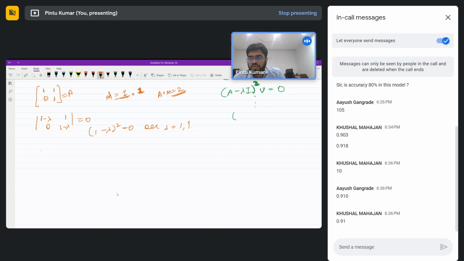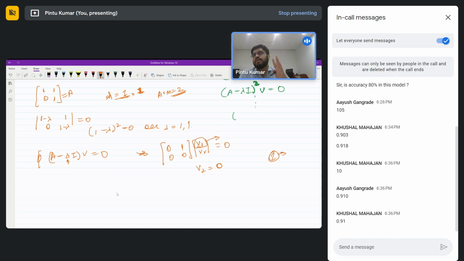Now, if you try to find (A minus lambda I) v equal to 0, where lambda is 1 over here, this is [0, 1; 0, 0] times [v1, v2] equal to 0. What does this first row mean? First row means v2 is 0, right? So now you have only one independent choice for v1.